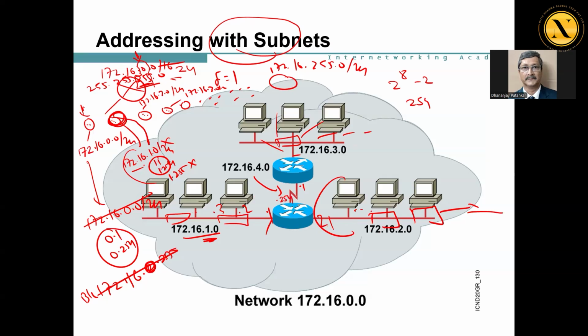So you can give any two numbers from that range. 172.16.4.1, 4.2 would have been okay. Or 172.16.4.1 and 4.254. Or 172.16.4.100, 4.200, anything. Okay. Only a demo here.